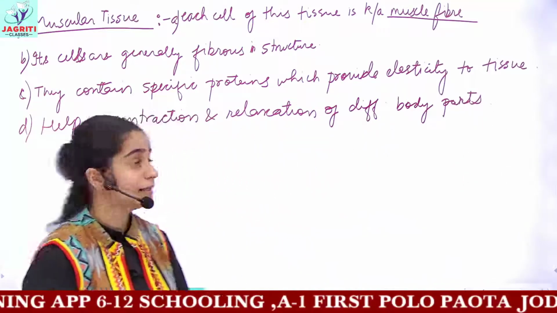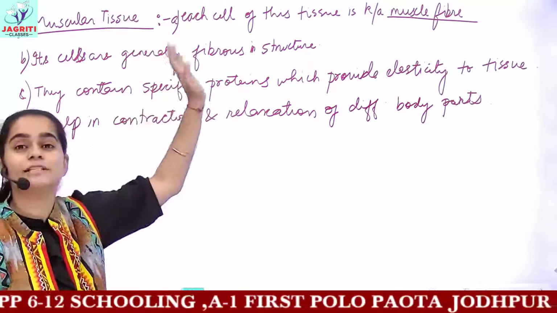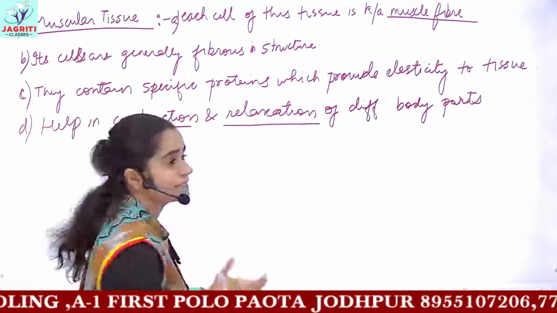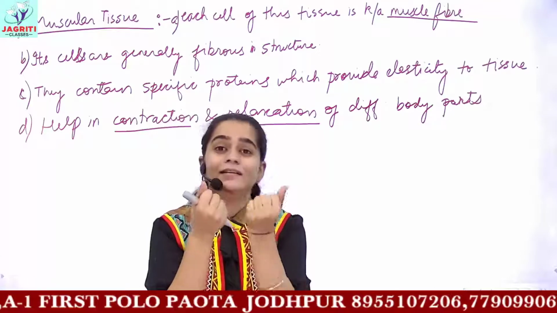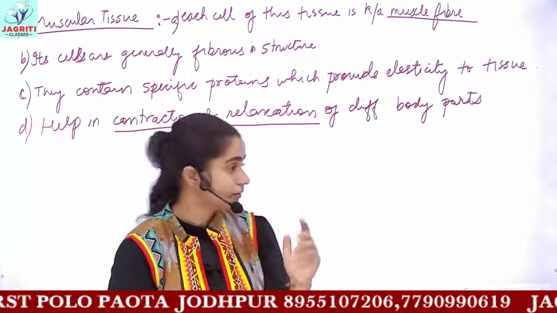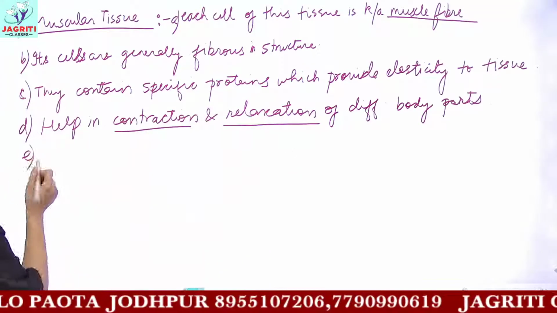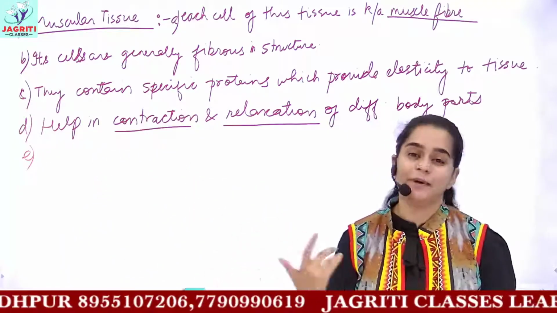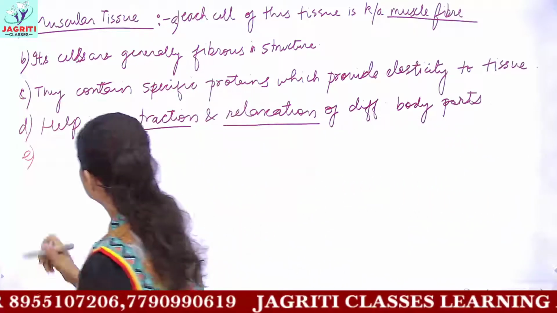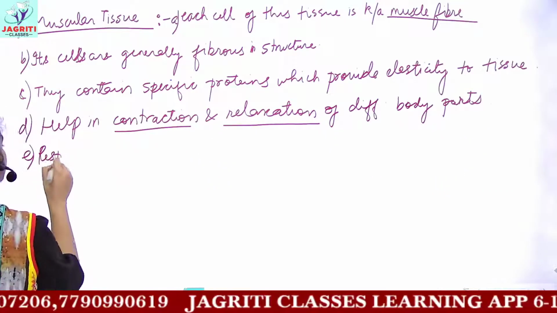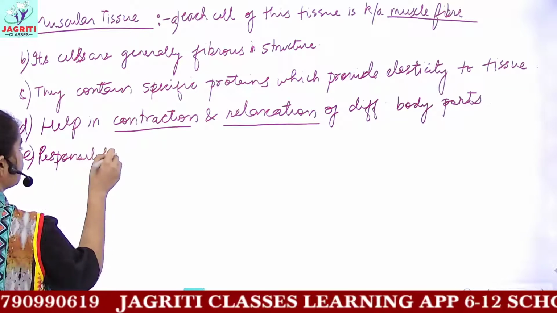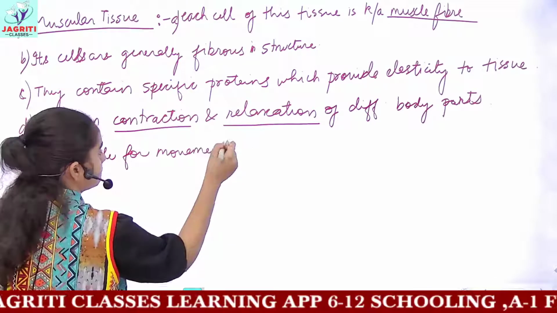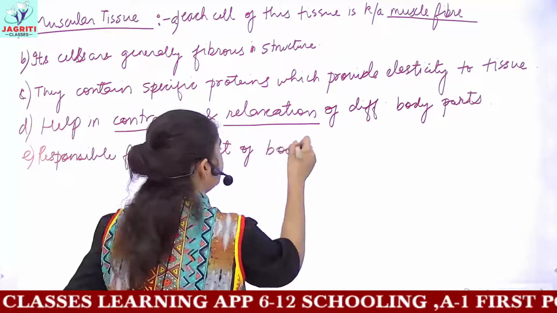Okay, so this was a general introduction to your muscular tissue. And you know that the cells help in contraction and relaxation. Contraction means decrease in length, relaxation means increase in length. So we say that the basic function of these muscular tissues is what? These help in movement of body parts. So this muscular tissue is responsible for movement of different body parts.